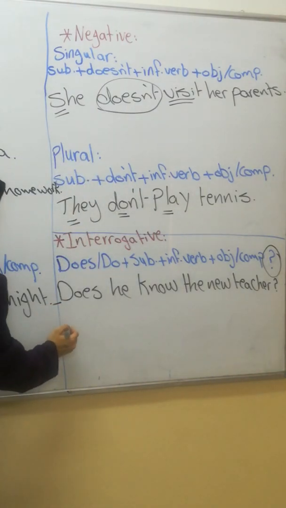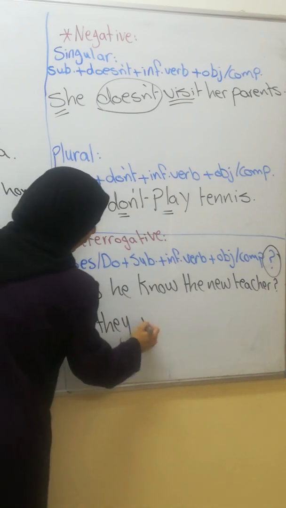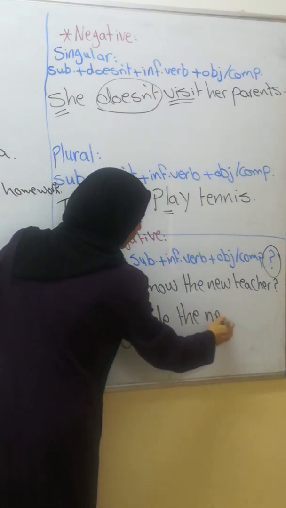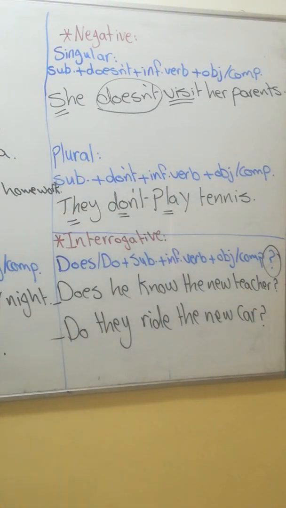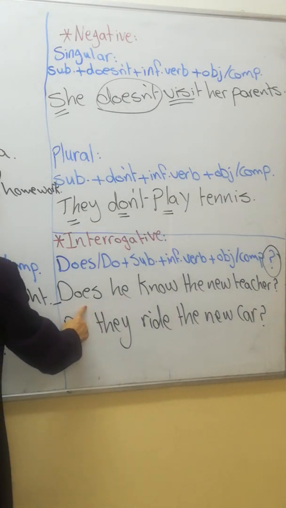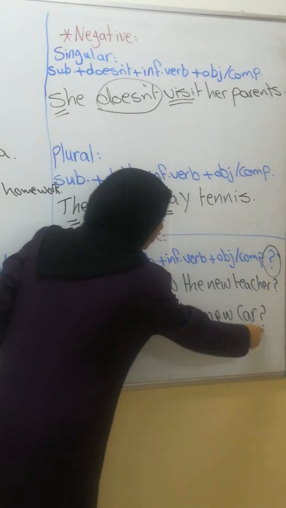Another example for the plural, do they ride the new car? Question mark. So in here we have to pay attention that we will start with does for the singular subject, do for the plural subject, and we will have a question mark at the end.